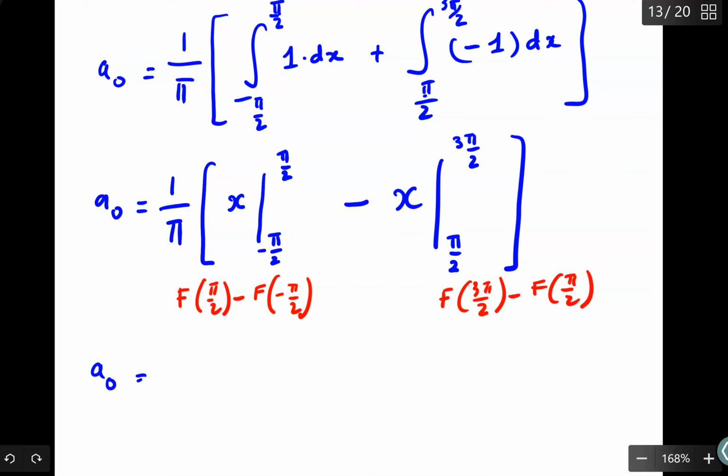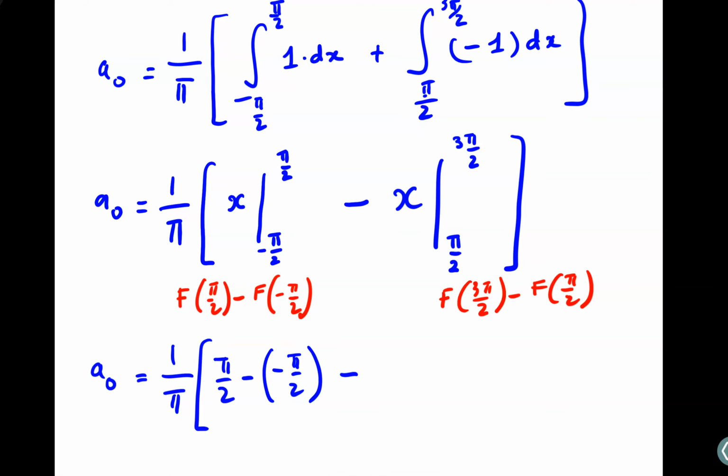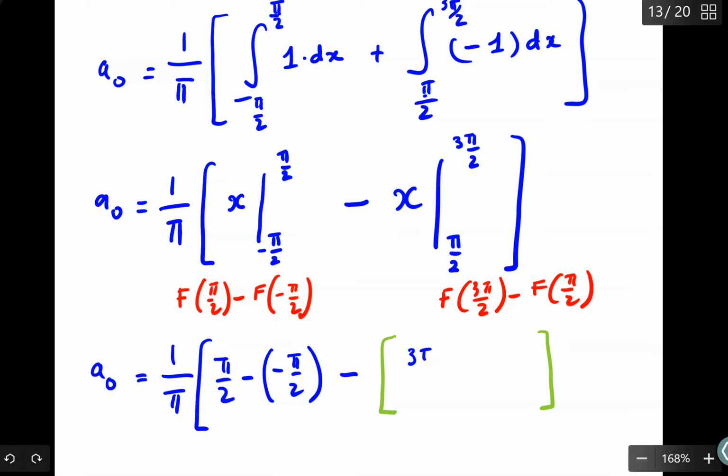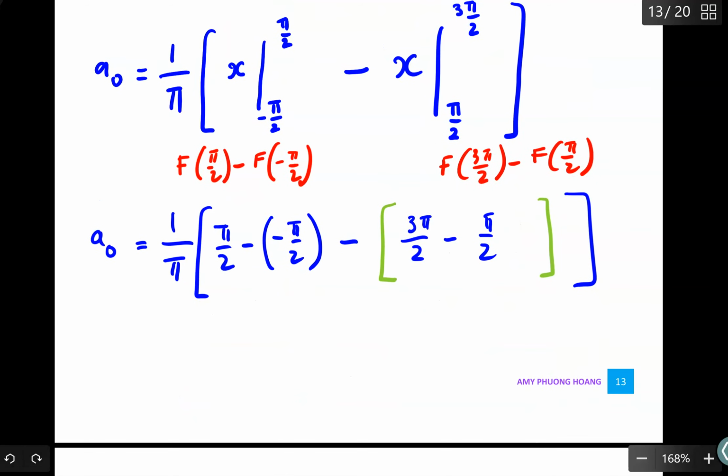So a naught will be equal to 1 over pi. Okay, so x is pi over 2, so I write pi over 2, subtract that with negative pi over 2, subtract of x, because I subtract these two terms, so I should write it in the bracket. Let's use another color so that you recognize that I apply the fundamental theorem in this case. So I will have 3 pi over 2 subtract the pi over 2. So I still have the big bracket outside.